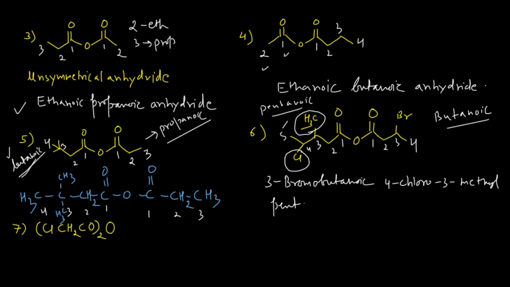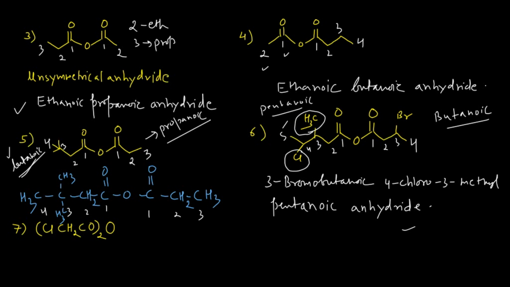Okay, and 5 carbons are there, pent. All 5 carbons are connected with single bonds, so pentane, and it is oic, and then you will write its name, anhydride. So the correct IUPAC name for the compound 6 is 3-bromo butanoic 4-chloro-3-methyl pentanoic anhydride, right? I should write 3-methyl as well. So this is 3-methyl, right? So this is how you can write the IUPAC nomenclature of this compound.